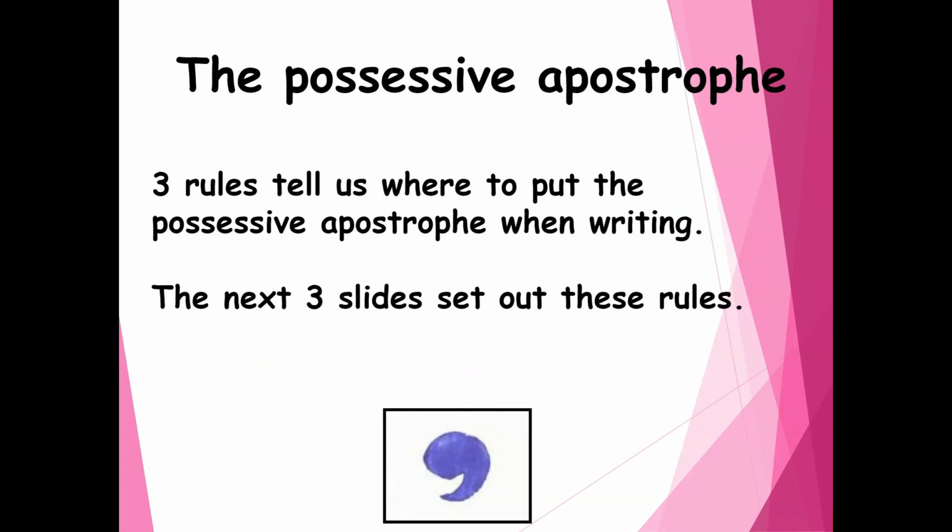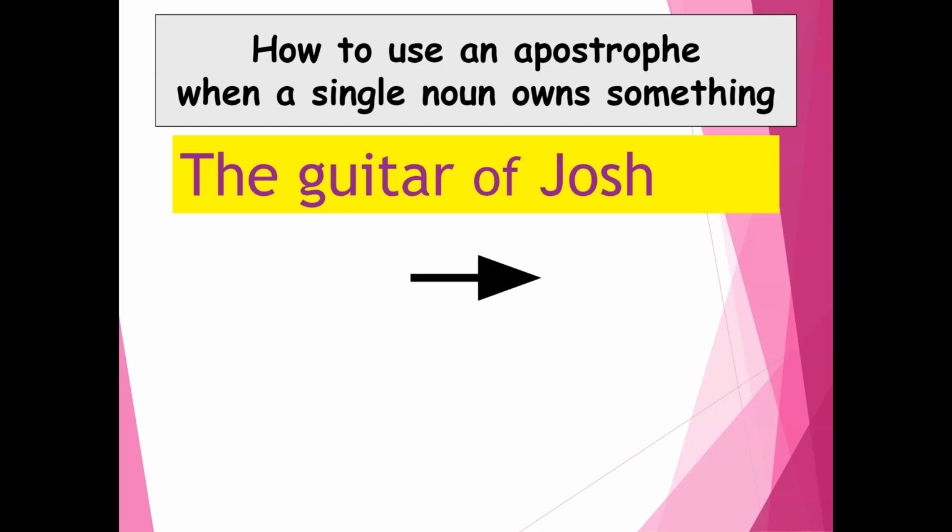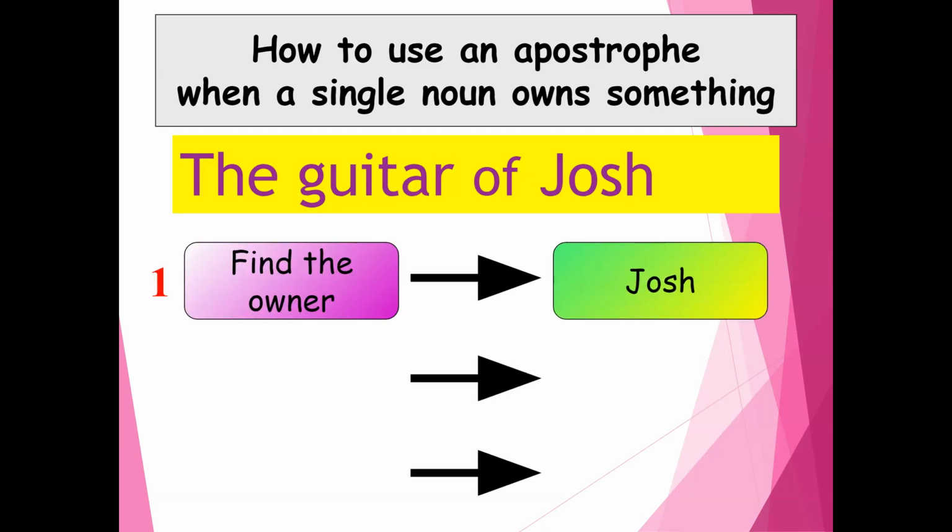There are 3 rules that tell us where to use the possessive apostrophe when we're writing. Let's look at these rules. The first one, how to use an apostrophe when a single noun owns something. The guitar of Josh. Who owns the guitar? Well, we find the owner and the owner is Josh.